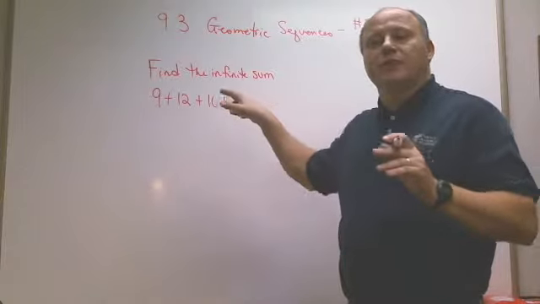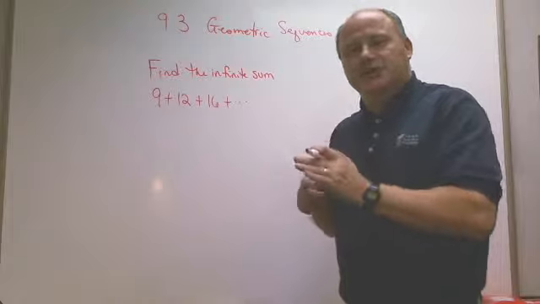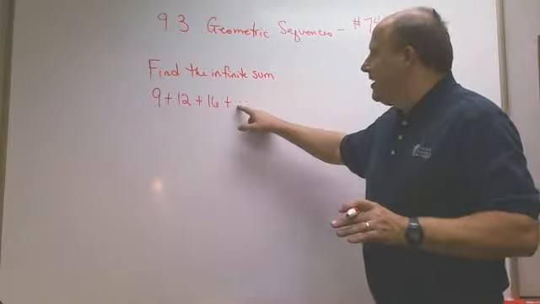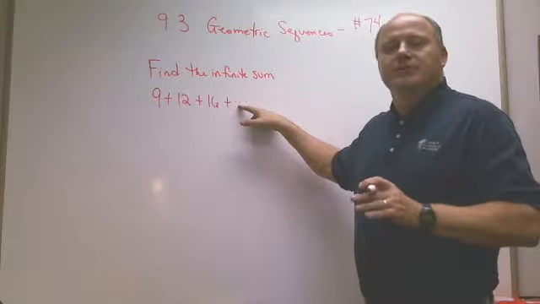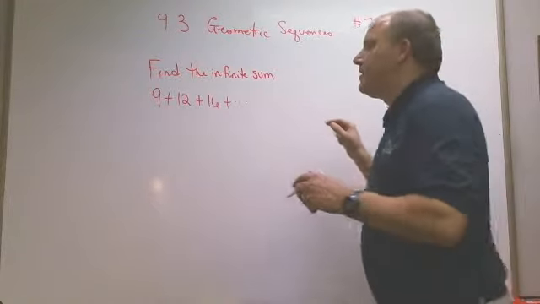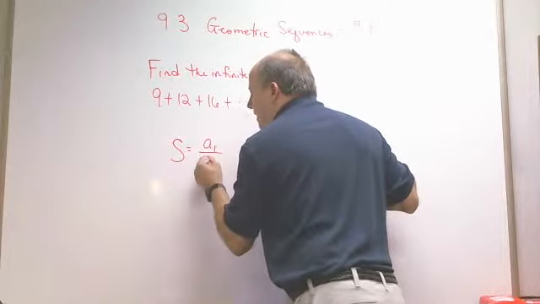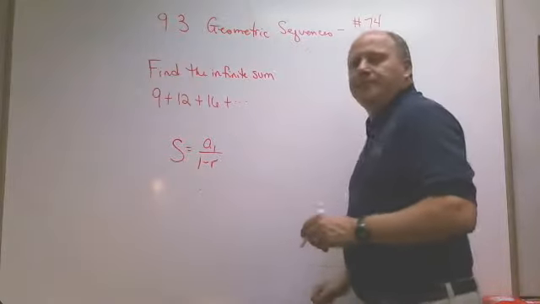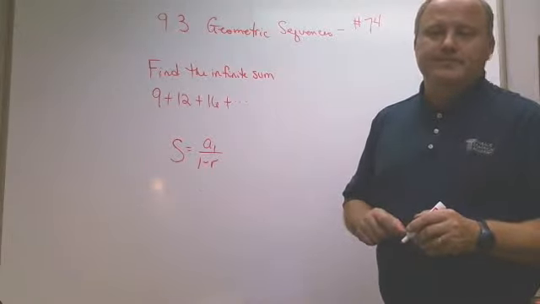In other words, there is no last term like the partial sums have. The partial sums have a last term. The ellipses at the very end guarantee me that this thing goes on and on and on. So that's an infinite geometric series in this case. So it's S equals A sub 1 over 1 minus R. You have to know the formulas. If you don't know the formulas, you can't do the problem.